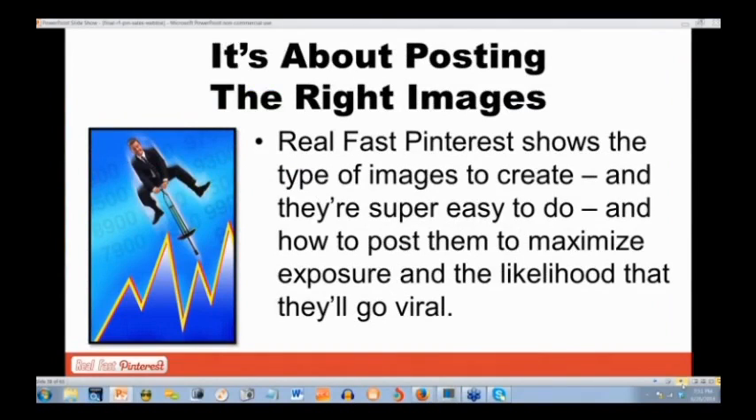it's also about posting the right images. And so within RealFast Pinterest, we show you the types of images to create, and they're super easy to do, much like what we showed you today. And we show you how to post them to maximize that exposure and maximize the likelihood that they will in fact go viral for you.